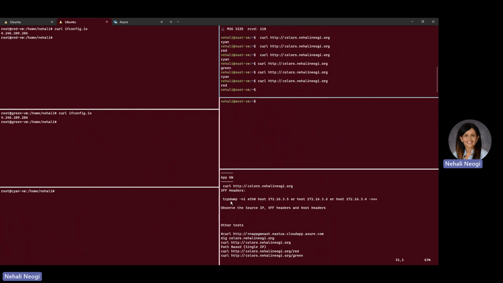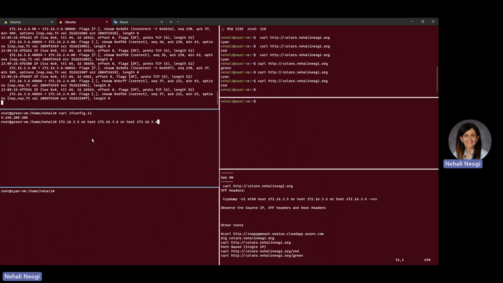Now let's observe the source IP of the packet on the downstream VMs. So I'm running a TCP dump, and these are the IPs of the actual application gateway. So let's run the same TCP dump command on all of the three downstream VMs.